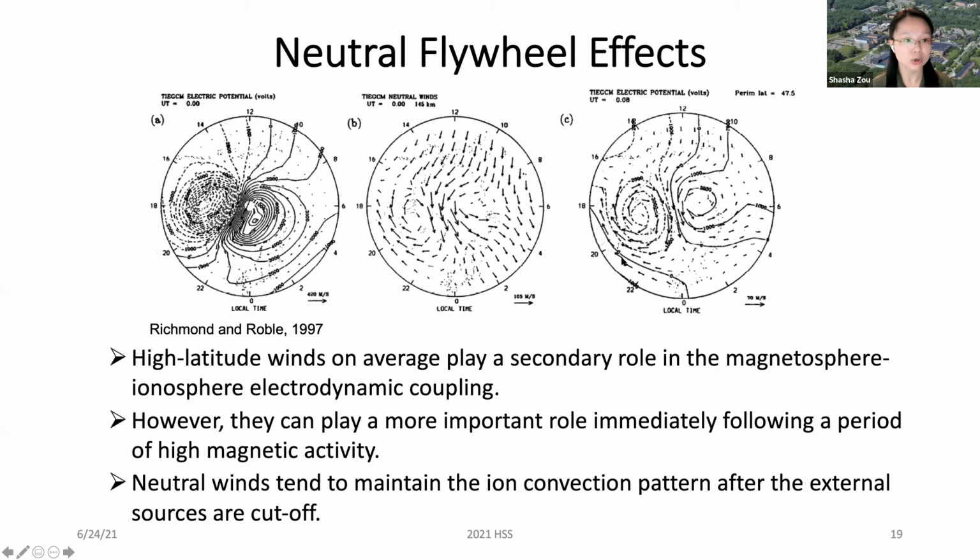And now it's the neutral's turn to drive the ions with them. So the ions will have almost the same convection pattern, following the neutrals, which mimics the previous time history of the convection. So this is a very interesting ionosphere and thermosphere feedback in the high latitude region.